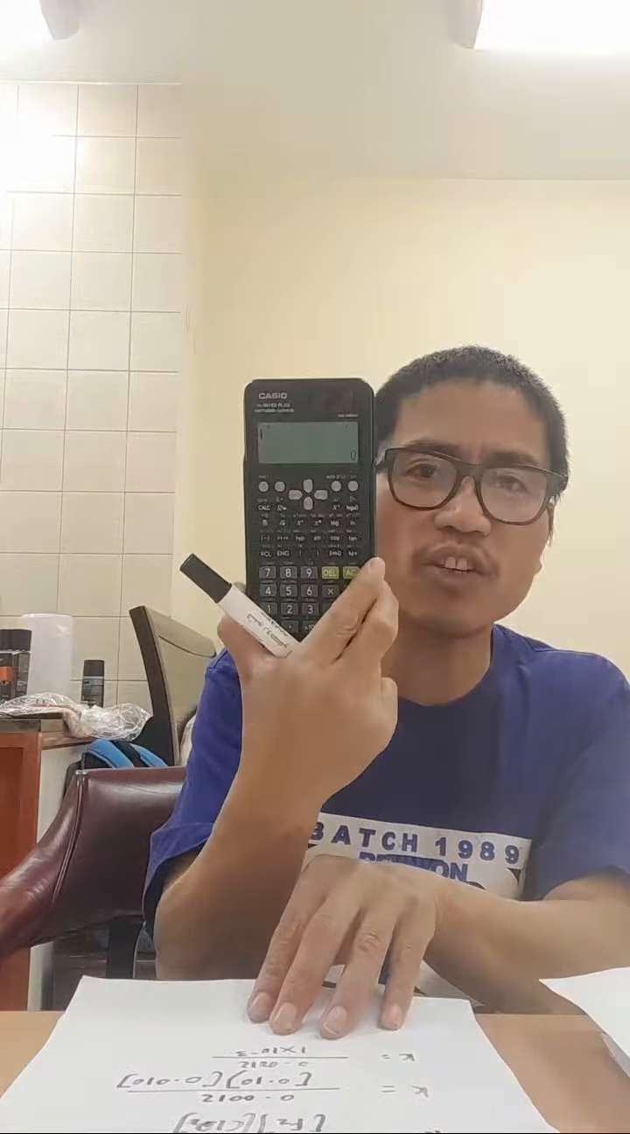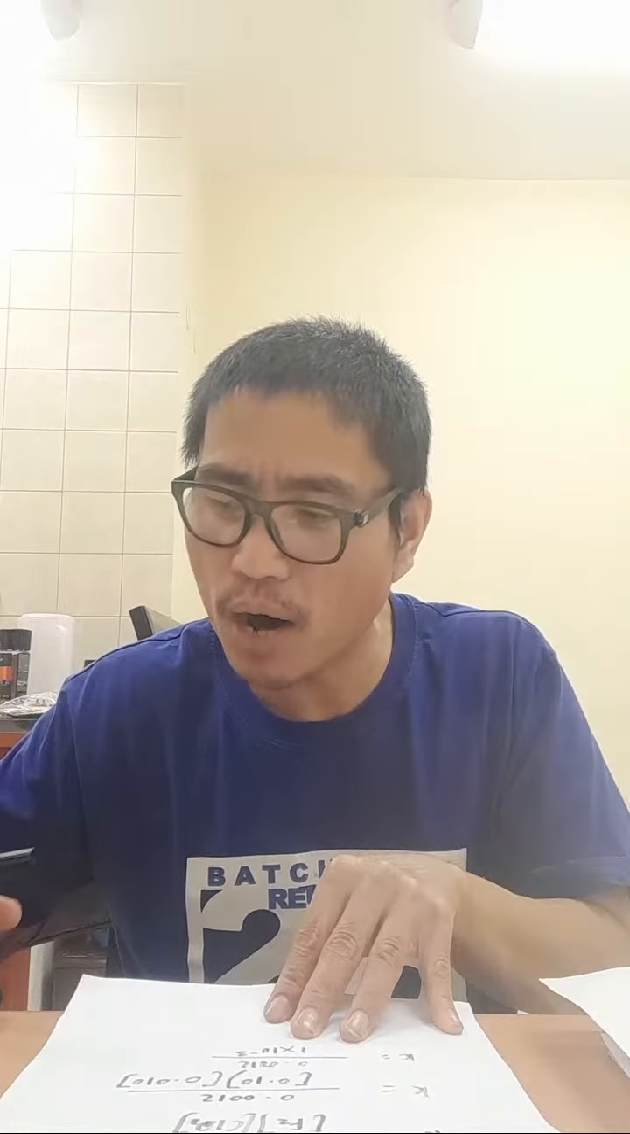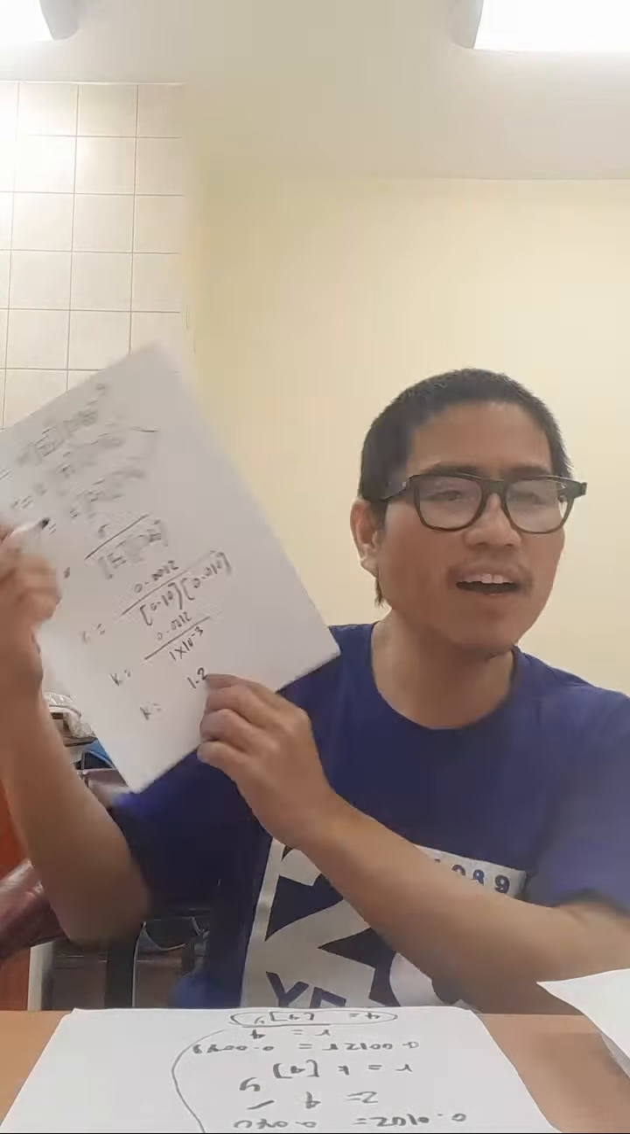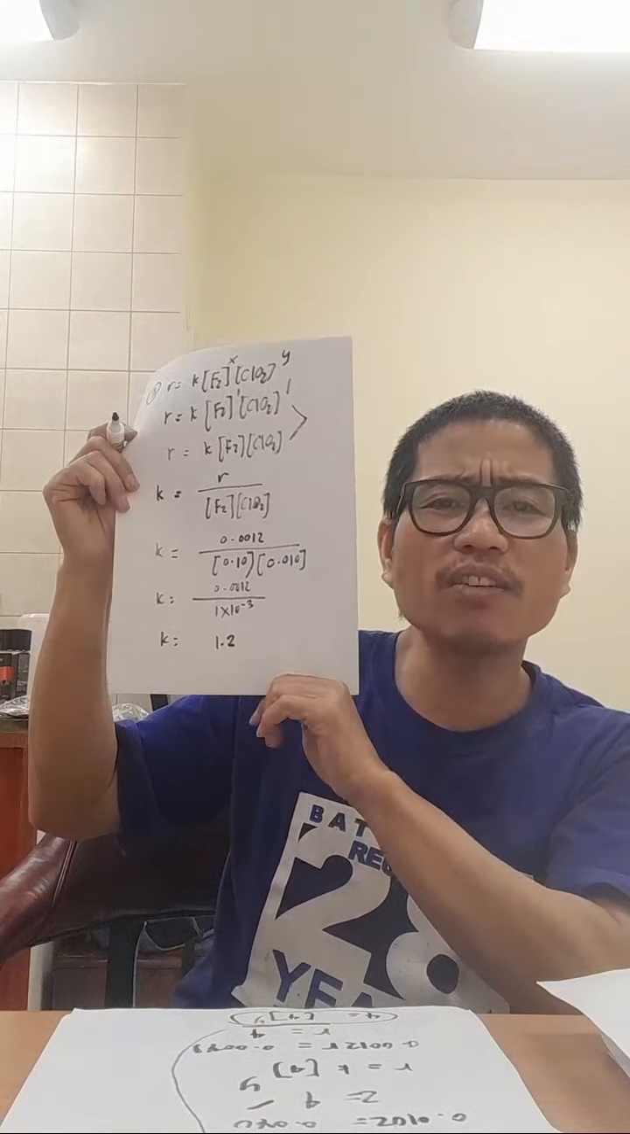So what's the answer? I have the scientific calculator. 0.00012 divided by 0.001 is equal to 1.2. Our K is equal to 1.2. What is our unit here? Oh no! What is the unit of the rate constant?